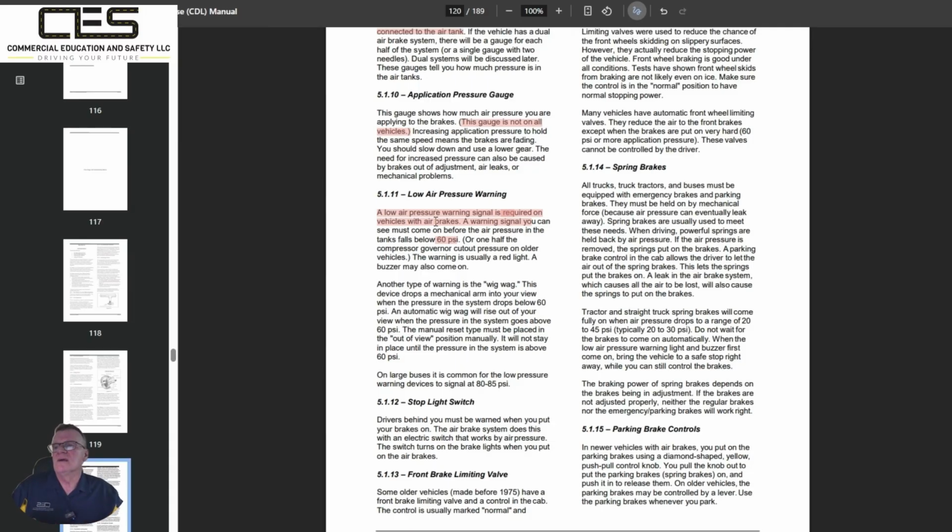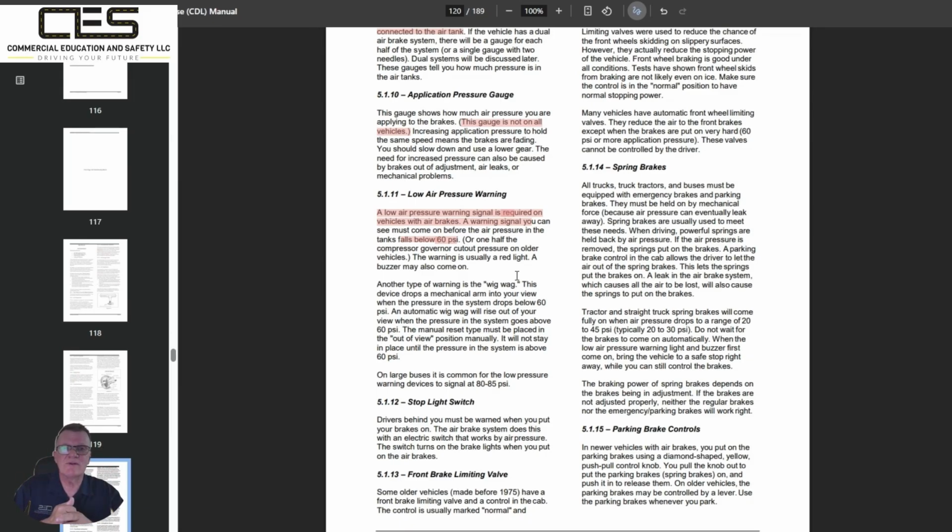Now we have lights, but just to know about the low air pressure warning, you must have one, and it will come on when it falls below 60 psi. So we talked about those numbers. We have a cut in at 100. We have a cut out at 125. We have a safety valve to release air out of the tanks in case it builds too much pressure, and that's set at 150. Cut in 100, cut out 125, safety valve 150, low air warning 60 psi.